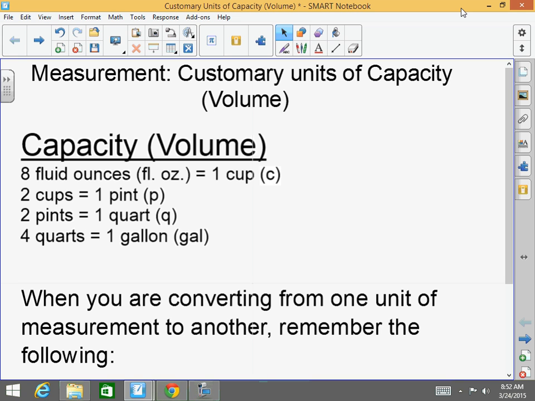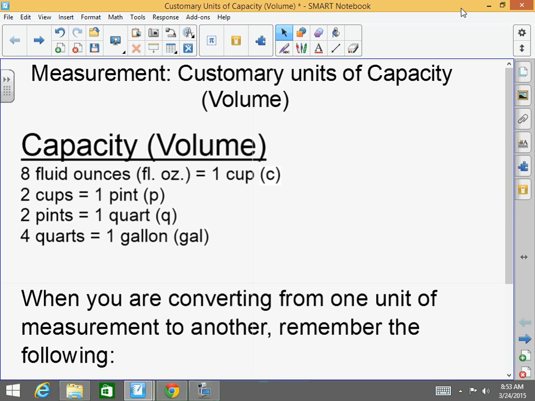Today we're going to continue with customary units of measurements, and we're going to talk about capacity or volume. Sometimes a lot of people don't understand what volume is. Volume is the amount of space that an object takes up. For example, when you pour a glass of water, that's involving capacity or volume, okay?